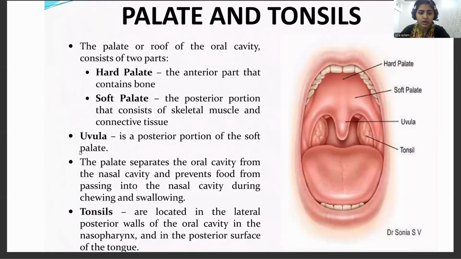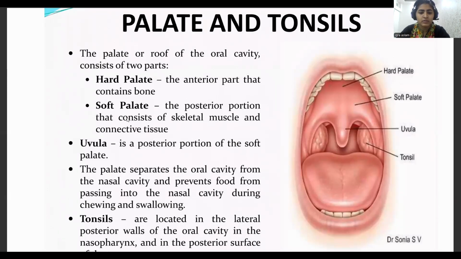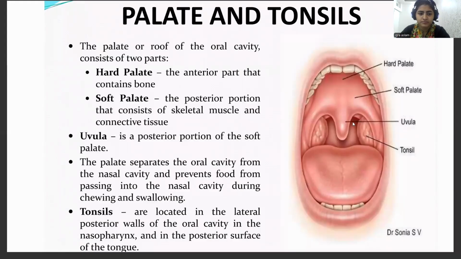We have uvula. First, we will do soft palate, the posterior portion that contains skeletal muscle and connective tissue. This will only contain skeletal muscles and connective tissue, but not the bone. Then we have uvula, a posterior portion of the soft palate. As you can see this hanging, it's uvula. The palate separates the oral cavity from the nasal cavity, and prevents food from passing into the nasal cavity during chewing or swallowing. Then we have tonsils.